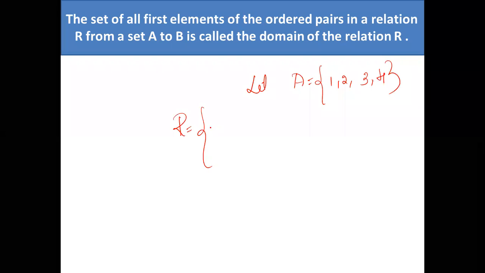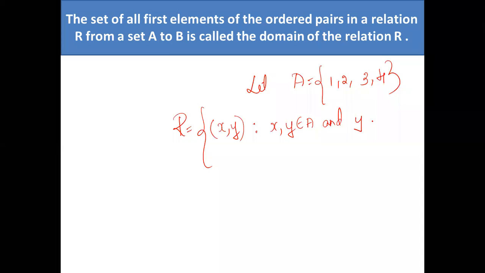Okay? Fine. So R is the set of ordered pairs (x, y) such that x and y belong to A and y is equal to x plus 1. So this is the definition of the relation. Now you have to tell me what are the elements in this relation.